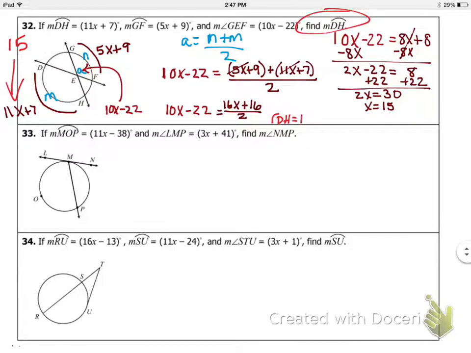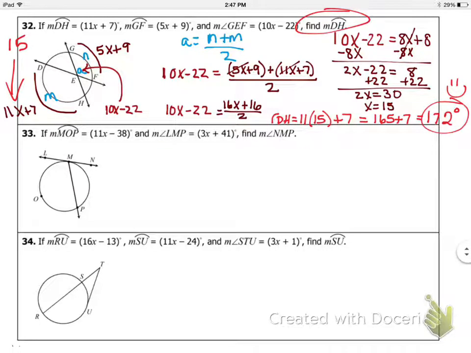So arc DH is equal to 11 times 15 plus 7. 11 times 15 is 165, plus 7 equals 172 degrees. And we're done. Yay! Cool.